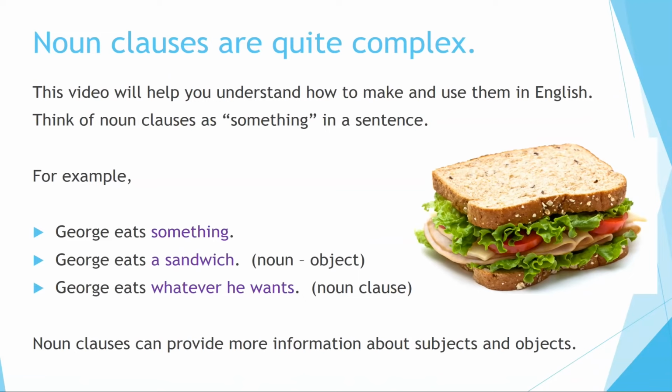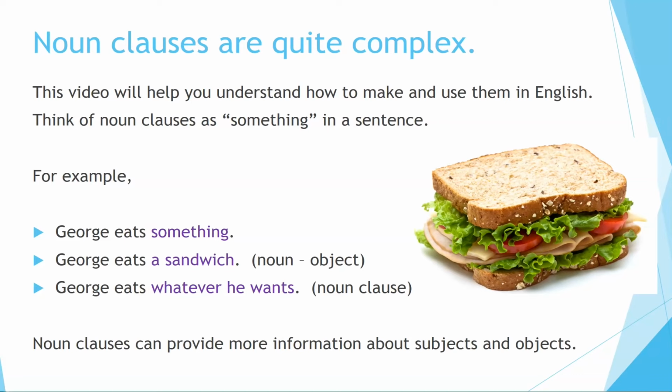Noun clauses are quite complex. This video will help you understand how to make and use them in English. Think of noun clauses as something in a sentence. For example, George eats something. George eats what? George eats a sandwich. In this case, a sandwich is a noun and it functions as the object of the sentence.